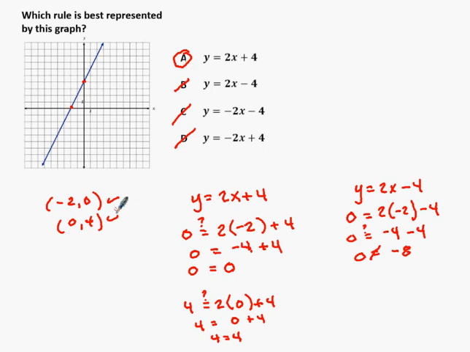So again, the key to doing a problem like this is to pick a couple points that lie on your line. You've got to pick more than one. Check both of these points by plugging them into each equation, and whichever equation both points work for is going to be your answer.